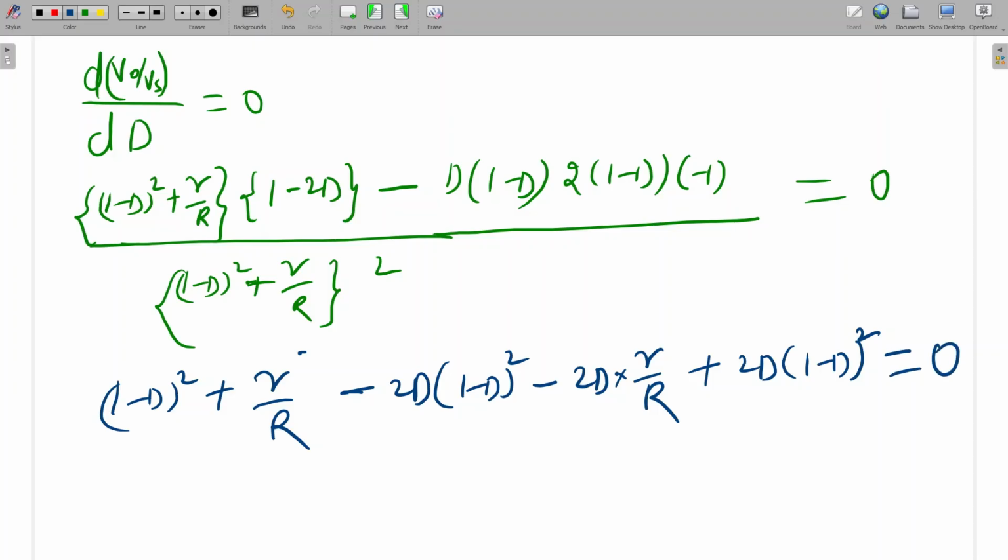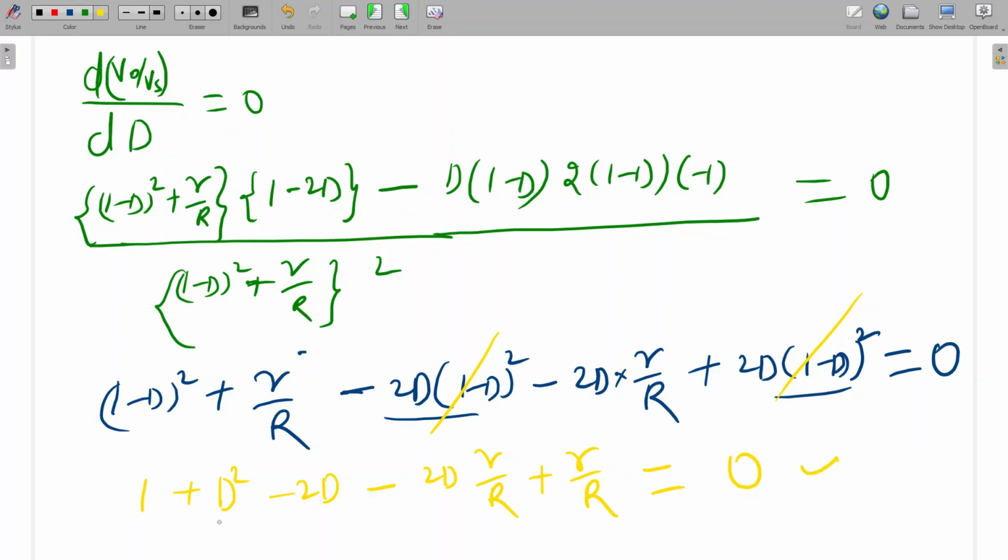Okay. So here, what is this term? This term and this term are matching. So this will be cancelled. Further it will be 1 minus d square, here it will be minus 2d r by R. So 1 minus d square we can write as 1 plus d square minus 2d, then minus 2d r by R plus r by R. This should be equal to 0.